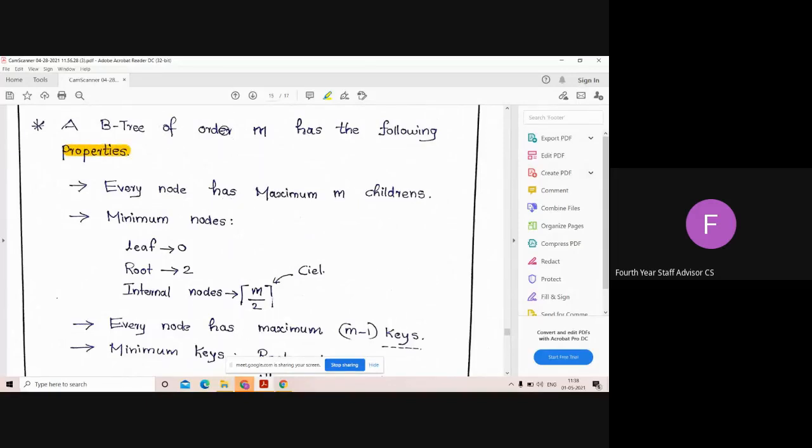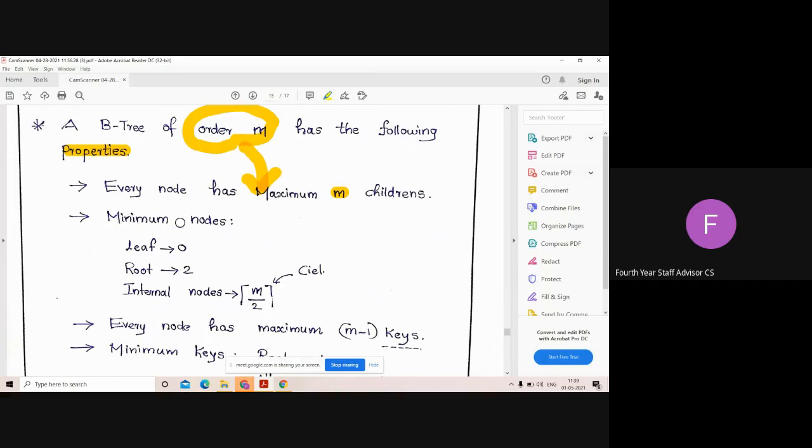Usually, a B tree is defined by its order. Order is basically the maximum number of children allowed in a node. The maximum number of children is called the order. So every node has a maximum of m children. That is the order of the B tree.